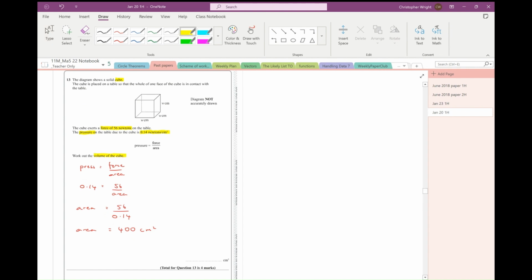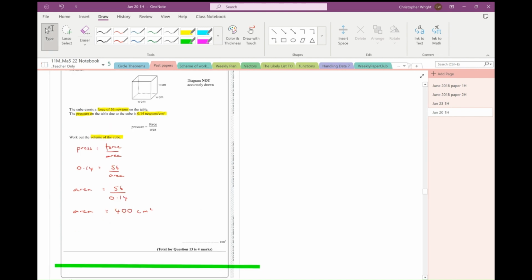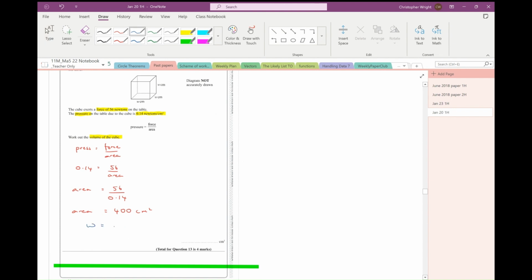Well, wait a minute. If the area of that square, the area of the bottom, is 400, that means it must be 20 by 20, mustn't it? So W must equal 20. So if W is 20, then the volume must be 20 times 20 times 20. So 20 times 20 times 20 gives me 8,000 cubic centimeters.